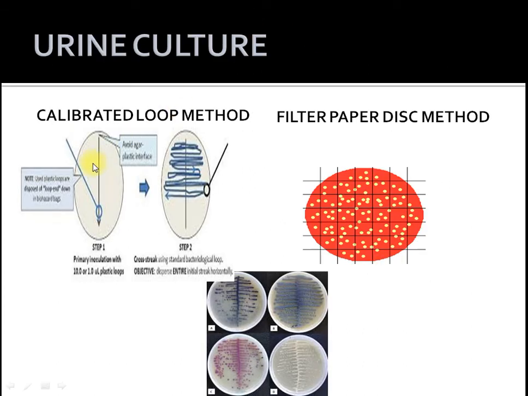This shows the calibrated loop method. Using a calibrated loop, which carries either 10 or 1 microliter of the urine, a streak is made in the center of the medium. Then other streaks perpendicular to this main streak are made so as to inoculate the complete medium. The inoculum spreads evenly throughout the medium. After the incubation, these kinds of results are seen. This indicates significant bacteriuria.